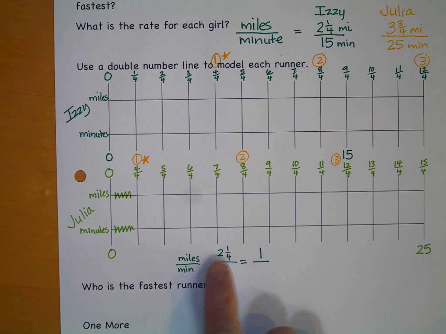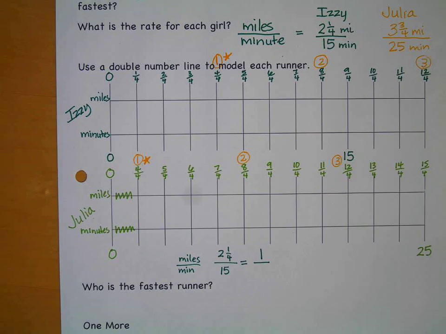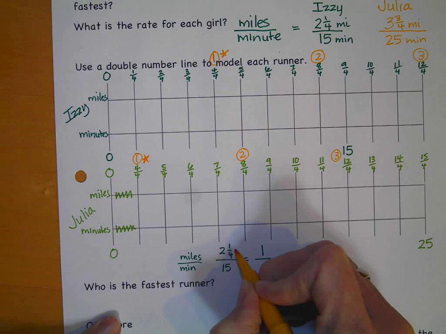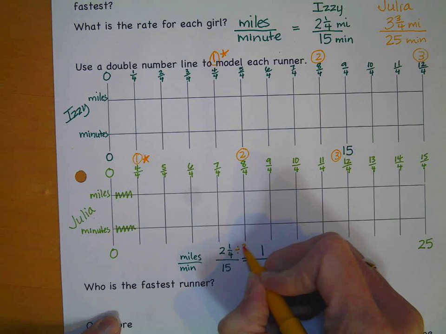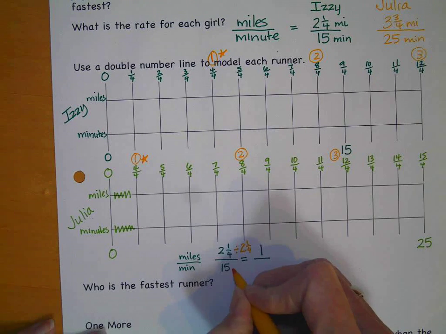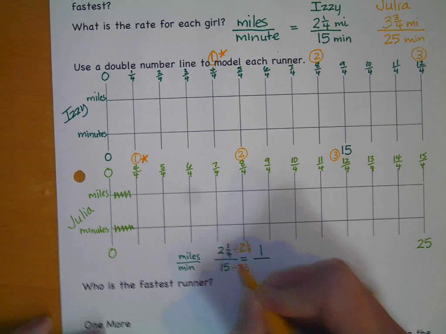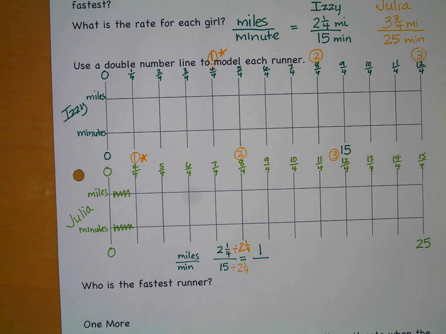So again, just like we said before, you have to ask yourself the question, how do you get from 2 1/4 to 1? Well, that's not too bad, because what we actually only have to do is divide by 2 1/4. Okay, that's not so horrible. So you're going to take divided by 2 1/4 on the minutes. Okay, that seems doable.